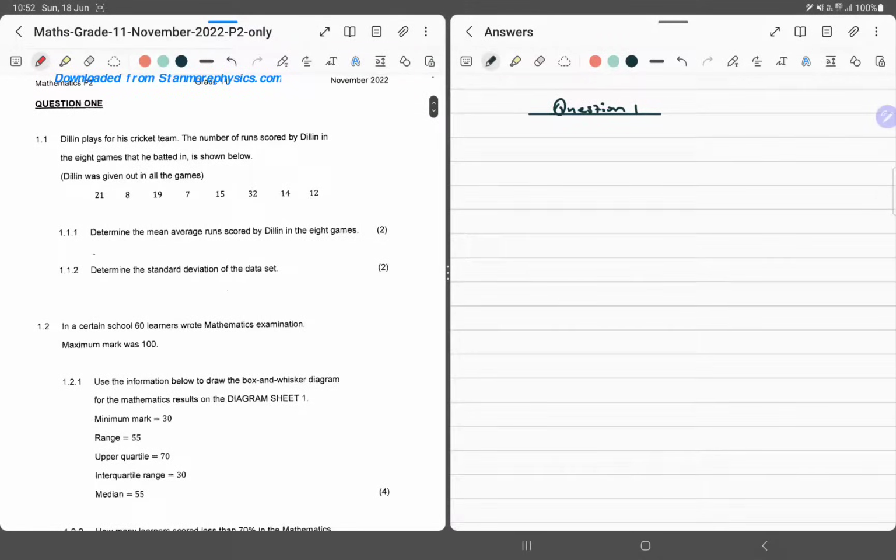So let's see. Now we're told here, Dylan plays for his cricket team. The number of runs scored by Dylan in 8 games that he batted in is shown below. Dylan was given out in all the games. So this is 1, 2, 3, 4, 5, 6, 7, 8. Those are the games he took part in, and those are his runs that he scored.